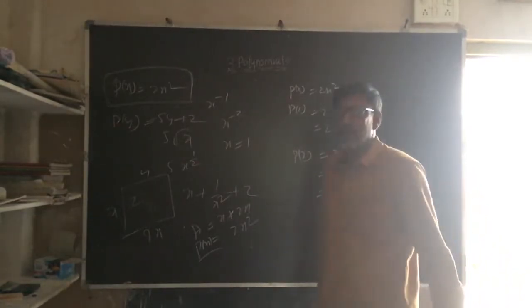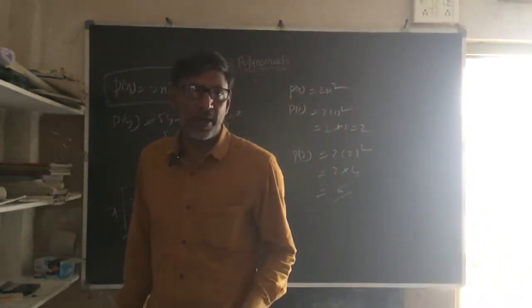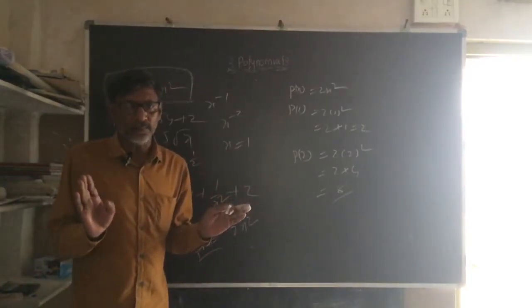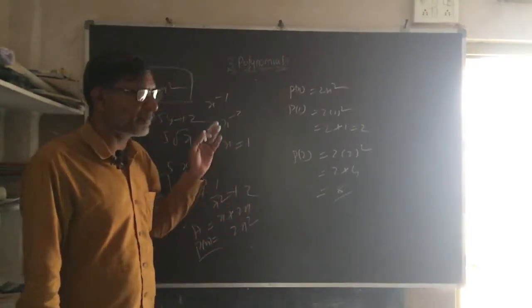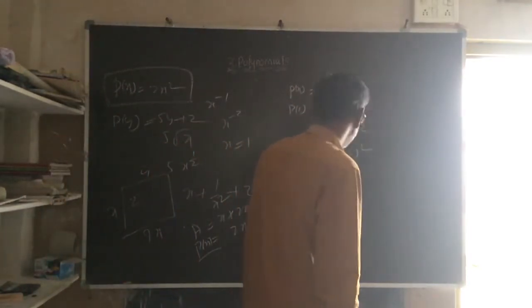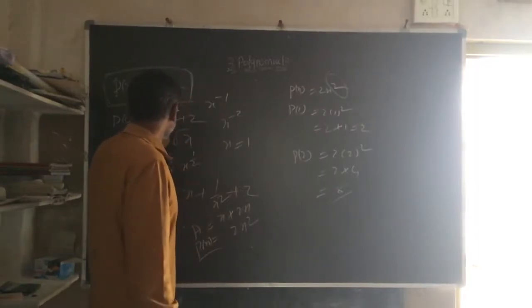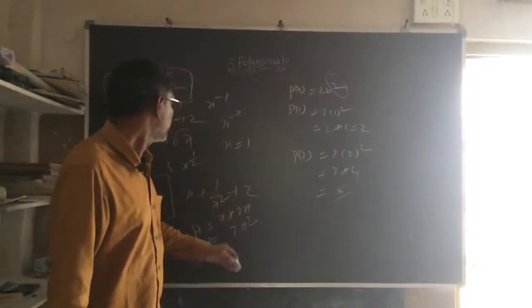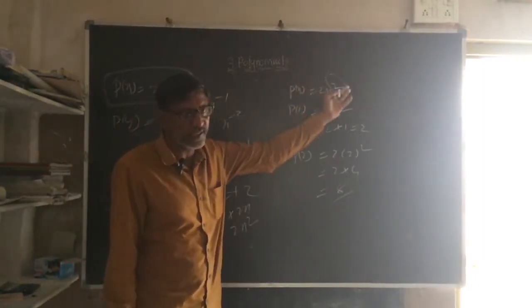So these are polynomials, maybe in x, maybe in y, maybe in z, whatever it may be, it is my polynomial. And it has different powers. Here the power is 2. Here the power is 1. This is a first degree polynomial, and this is a second degree polynomial.